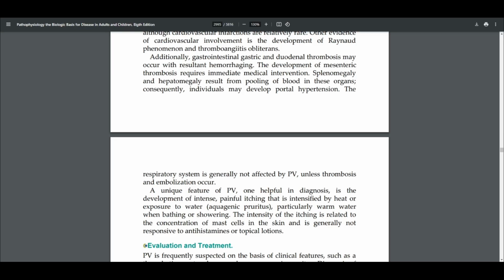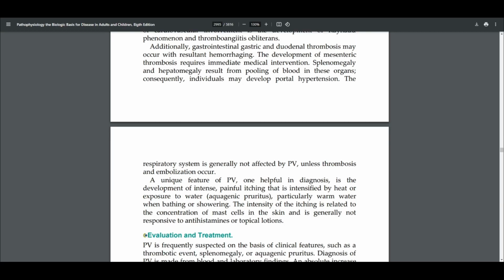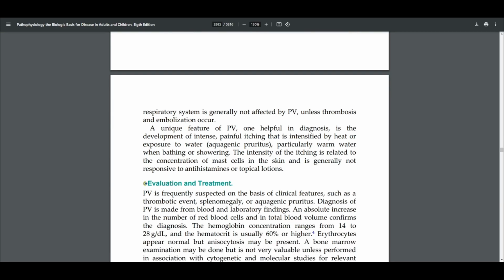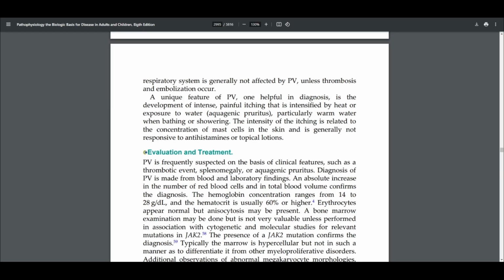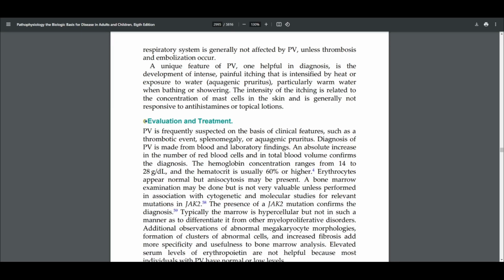Additionally, gastrointestinal gastric and duodenal thrombosis may occur with resultant hemorrhaging. The development of mesenteric thrombosis requires immediate medical intervention. Splenomegaly and hepatomegaly result from pooling of blood in these organs. Consequently, individuals may develop portal hypertension. The respiratory system is generally not affected by PV unless thrombosis and embolization occur.